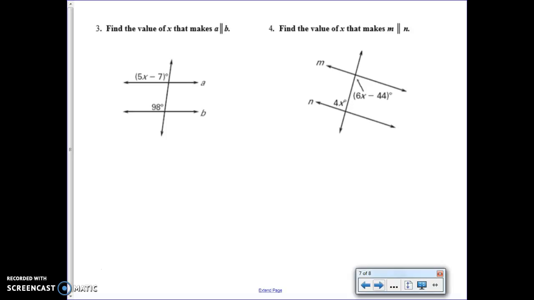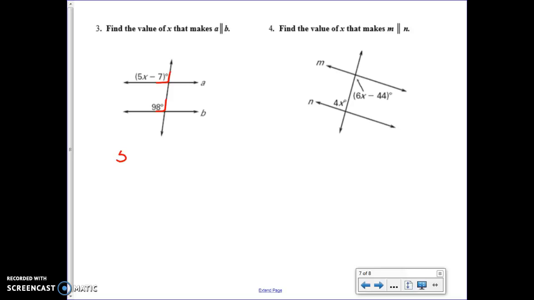So these problems probably look pretty similar to what we saw in our notes from previous days, but this time it says find the value of x that would make A parallel to B or M parallel to N. So we want to use the information that we have to make sure that those lines are parallel. So this angle and this angle are in corresponding locations. They're corresponding angles, and I know that they should be congruent to each other if those lines are parallel.